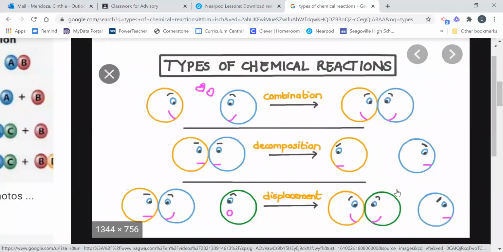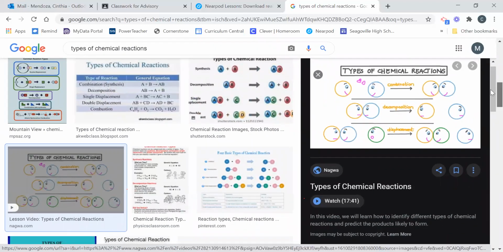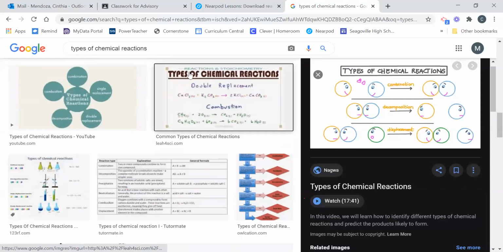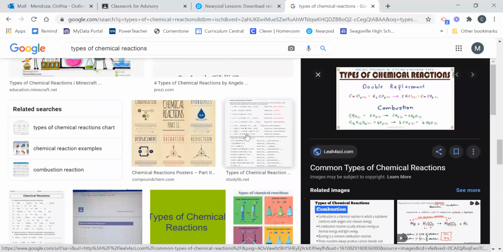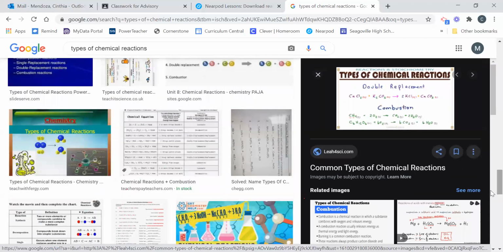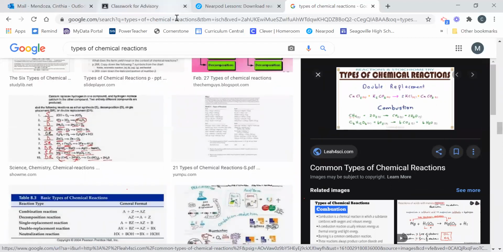So I need you guys to be able to figure out the difference between the different reactions. So what makes them different? If I give you a reaction, would you be able to tell me, is it decomposition? Is it combustion? What's going on? What's happening? Can you be able to tell the difference? And that's basically all you have to do.